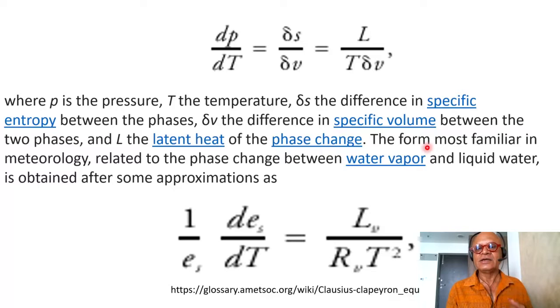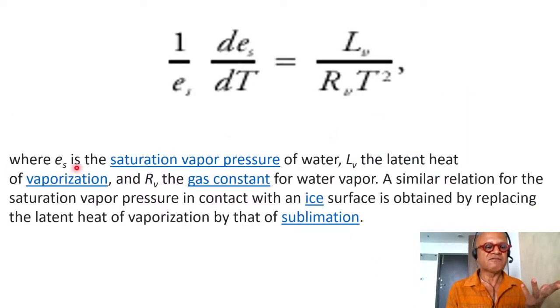It is latent. The form most familiar in meteorology related to the phase change between water vapor and liquid water is obtained after some approximations, which we are not going through here, as 1 over es d es dT. So change in vapor pressure with respect to temperature as a function of another latent heat of vaporization divided by the gas constant, which I'm sure you are also aware of, times T squared. Okay, here the same equation I've repeated. es is the saturation vapor pressure of water, Lv is the latent heat of vaporization, and Rv is the gas constant for water vapor.